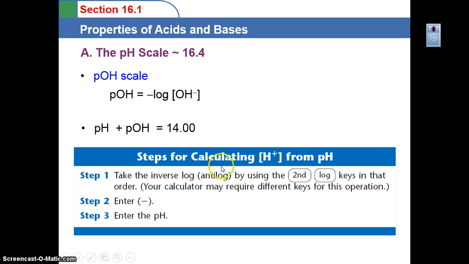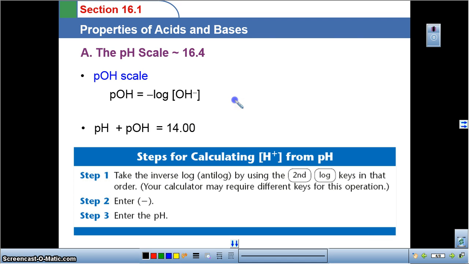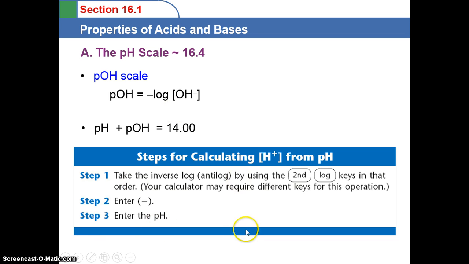In order to calculate H plus from pH, let's say that we are given the pH equals 6, and I want to know what is the hydrogen ion concentration. Well, this is how you're going to do that. You're going to take the anti-log or the inverse log by using the second and your log keys in that order, and your calculator may be a little bit different. Most of them are like this though, so the second key and then the log key to take the anti-log. Enter the negative sign, the minus, and then the pH, and then the equal sign, and that will tell you what the hydrogen ion concentration of the substance actually is.